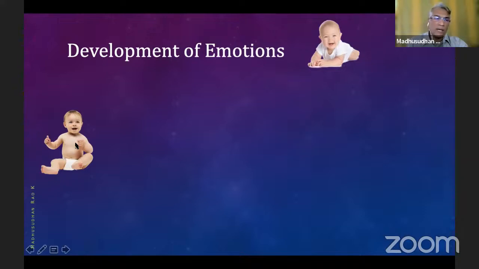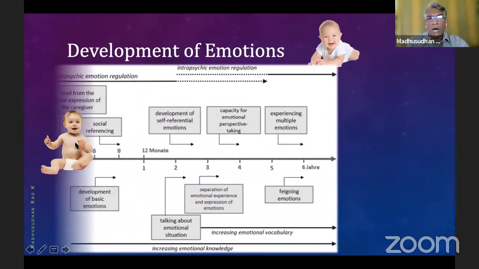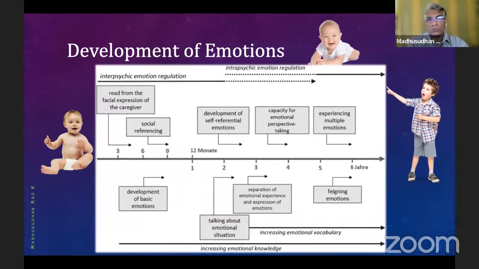See, as the child grows, how emotions are developed, the development of emotions. Right from the third month, you see children can read the facial expressions of the caregiver. These are the patterns of how children acquire emotions, up to 6 years. This is German. I've collected this image from their report.